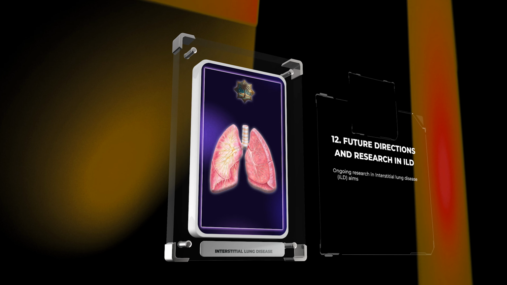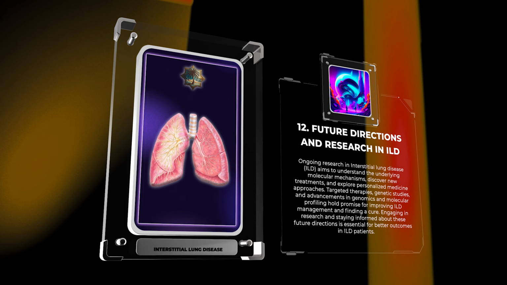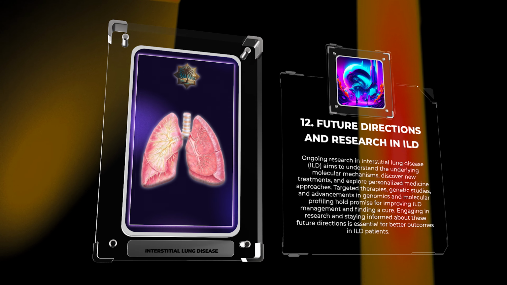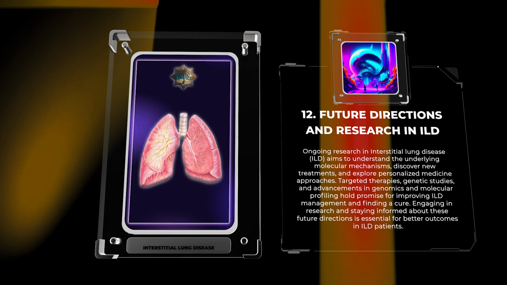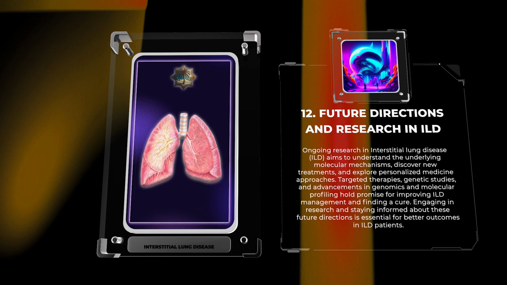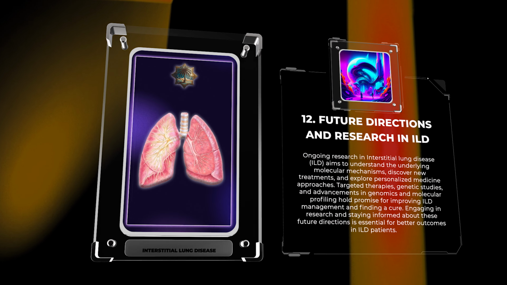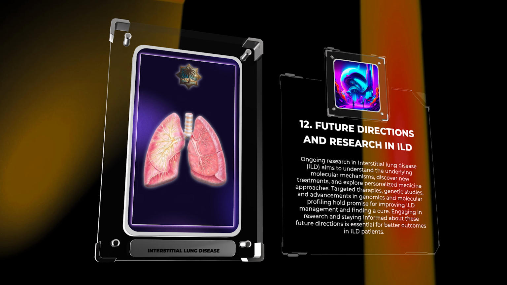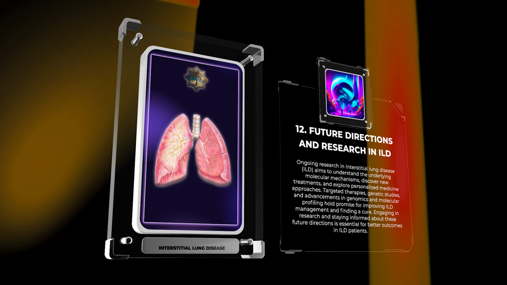Ongoing research in interstitial lung disease, ILD, aims to understand the underlying molecular mechanisms, discover new treatments, and explore personalized medicine approaches. Targeted therapies, genetic studies, and advancements in genomics and molecular profiling hold promise for improving ILD management and finding a cure. Engaging in research and staying informed about these future directions is essential for better outcomes in ILD patients.